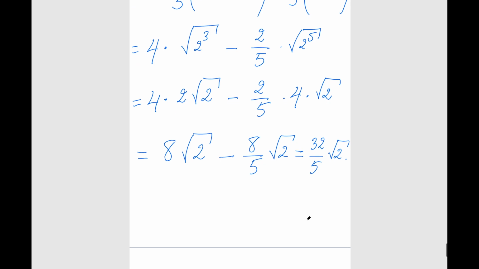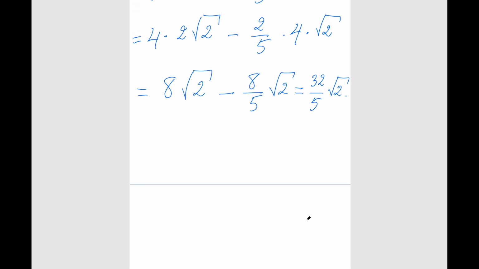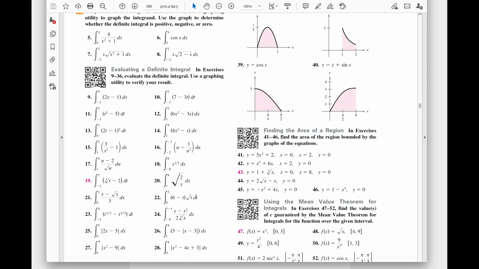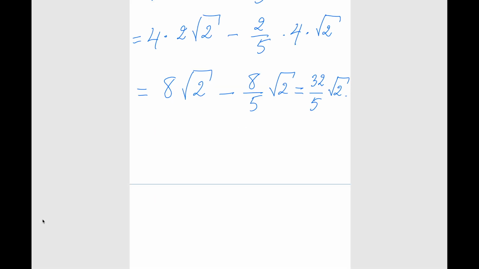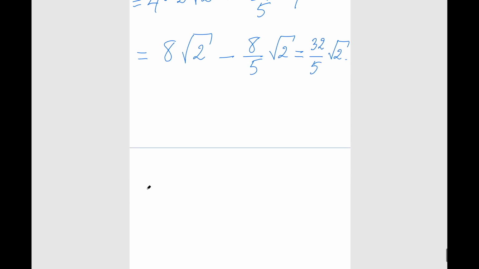All right. Let's go back to the book. How about doing 27? So the integral from 0 to 4, absolute value of x squared minus 9 dx. So 27. The integral from 0 to 4, absolute value of x squared minus 9 dx.